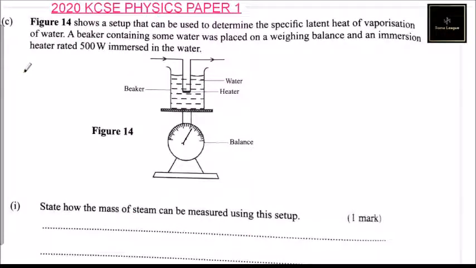This is part C of question number 17, and we are told figure 14 shows a setup that can be used to determine the specific latent heat of vaporization of water. A beaker containing some water was placed on a weighing balance and an immersion heater rated 500 W immersed in the water. So this is the immersion heater, we have water, this is a beaker placed on the balance like that. So the question is, state how the mass of the steam can be measured using this setup.